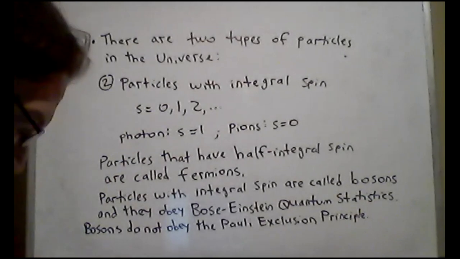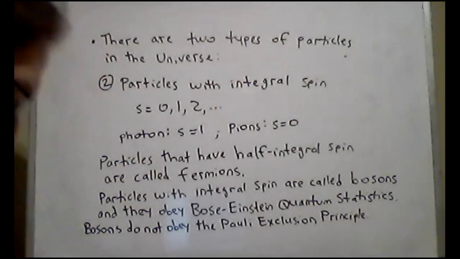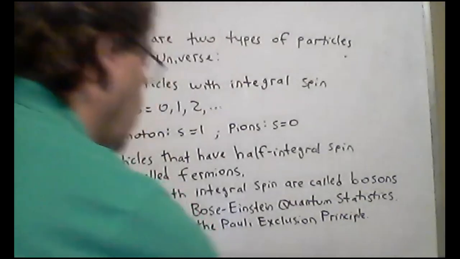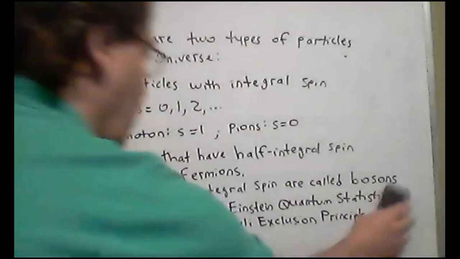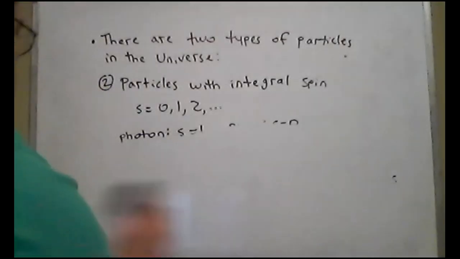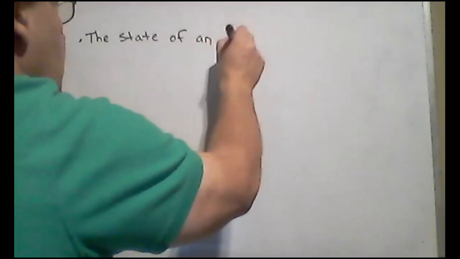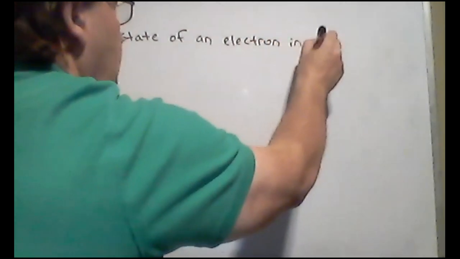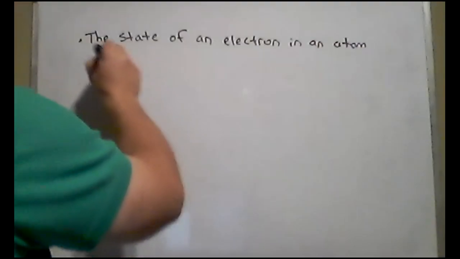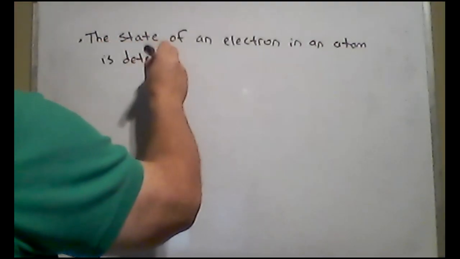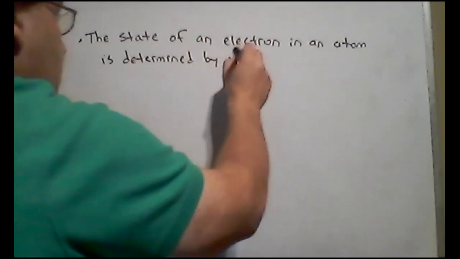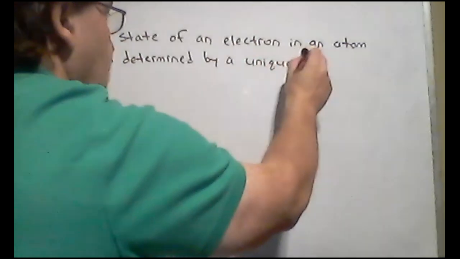All right. So how does this apply here? What do you mean by a state? A state is like an address for an electron. It's like, what's your home address? Everybody has a home address or social security number. Well, an electron in an atom is determined by its state. So the state of an electron in an atom is determined by a unique set of quantum numbers.